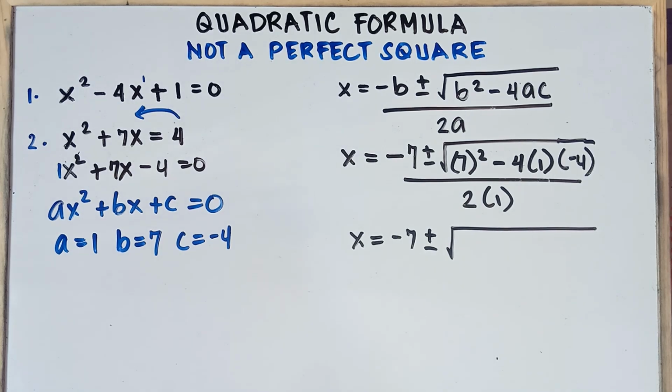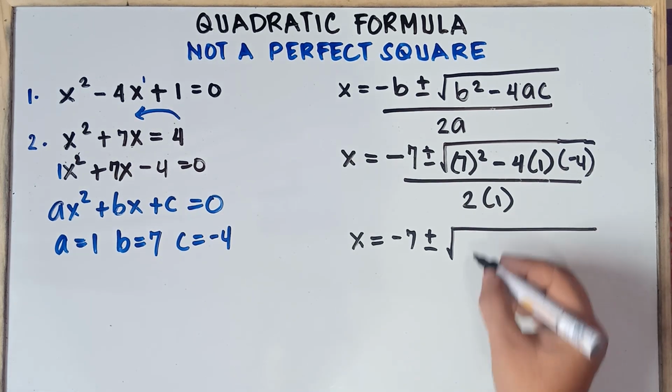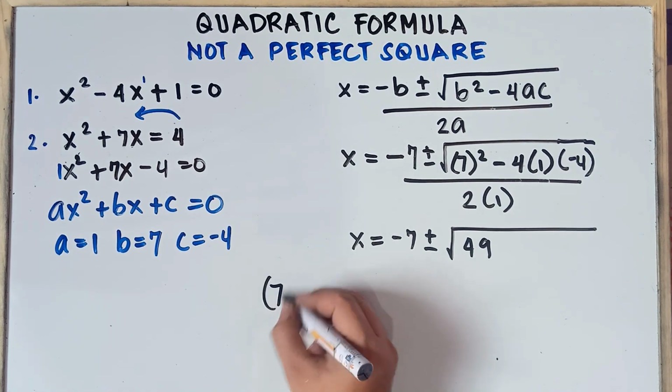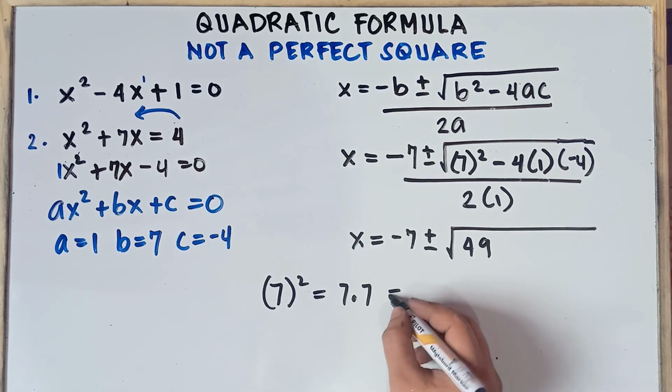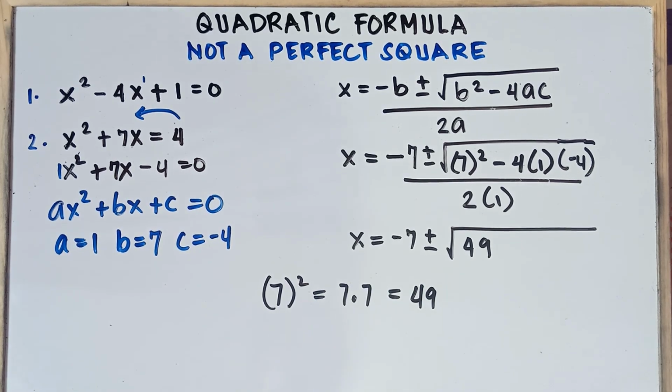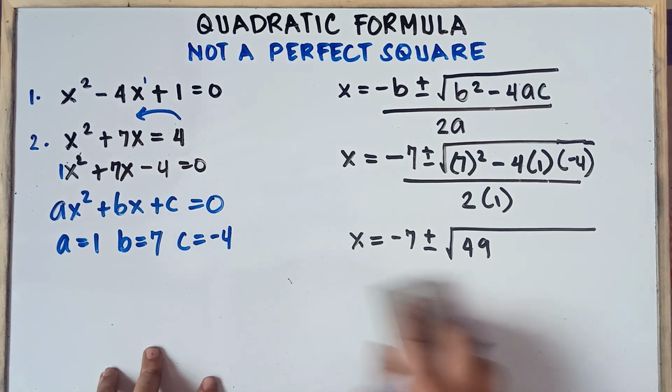7 squared, class? That's correct, 7 squared, that is 49. Okay, once again, 7 squared doesn't mean 7 times 2, it means 7 times 7. And 7 times 7, that is 49. Alright, so this is 49.